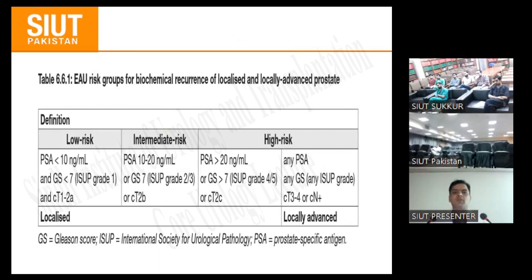EAU risk groups for biochemical recurrence of localized and locally advanced prostate cancer. Low risk: patient with PSA less than 10 nanogram per ml, Gleason sum less than 7, ISUP grade 1, and T1 to T2a. Intermediate risk: PSA 10 to 20 nanogram, Gleason sum 7, ISUP grade 2 or 3, and cT2b.